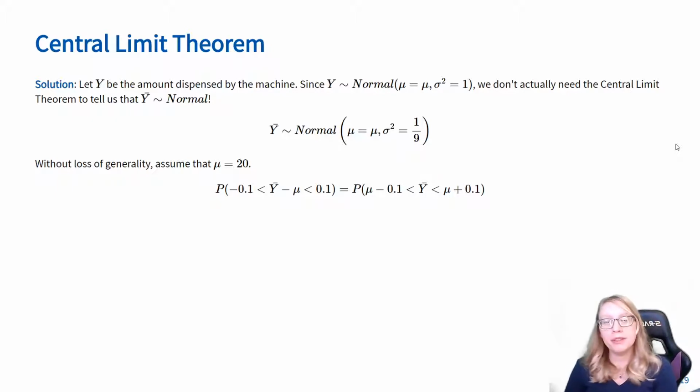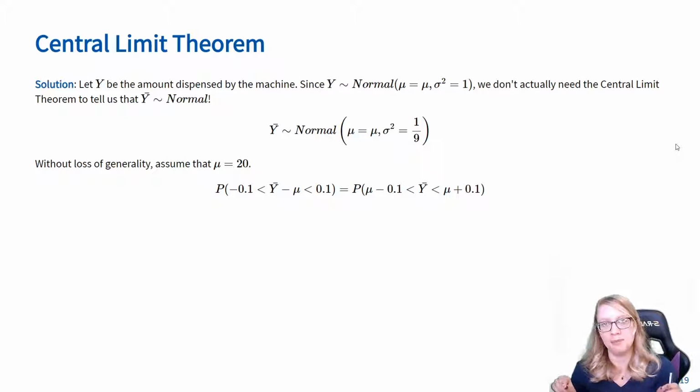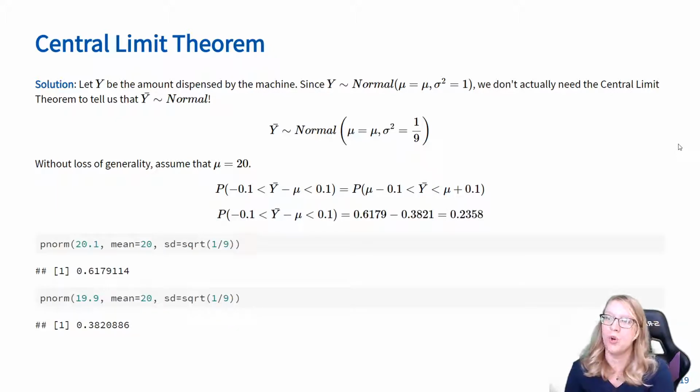The probability that we're looking for, that the difference between the sample mean y bar and the population mean mu is within 0.1 ounces, can be found like this. It's the probability that mu minus 0.1 is less than the sample mean, which is less than mu plus 0.1. We'll just throw 20 in because we need a value for the mean in order to calculate this. So we get about a 24% probability of being within this range.